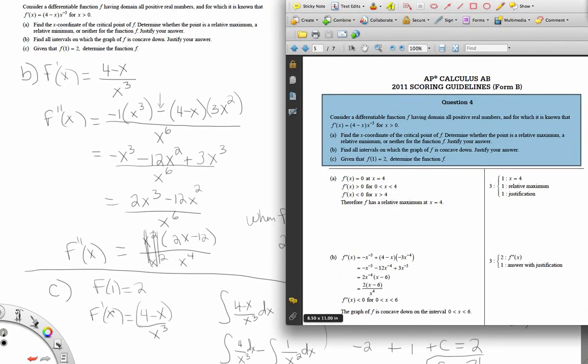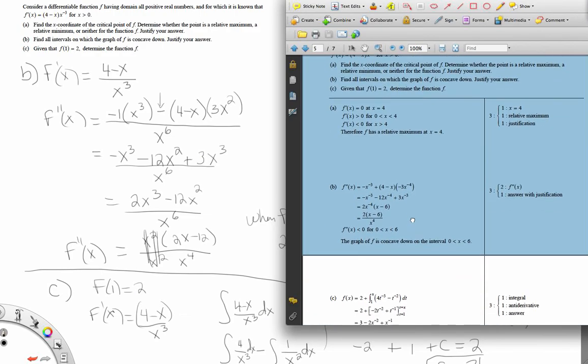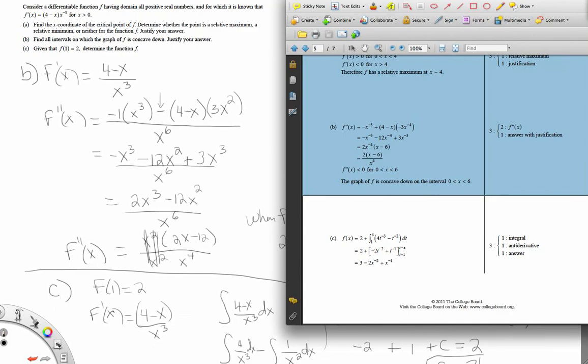Where is it concave down? So we've got to take the second derivative. And the graph of f is concave down in the interval from 0 to 6, because right here they said the second derivative is less than 0 between 0 and 6. And then we have part C.